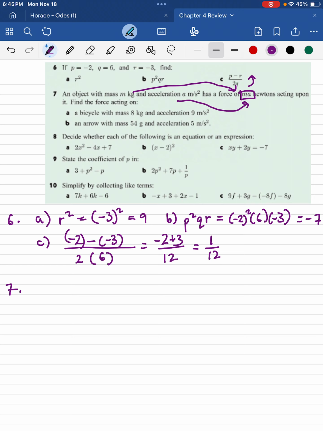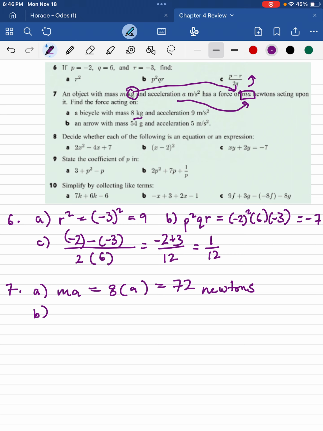Okay, so we start with a bicycle with a mass of 8 kilograms, acceleration of 9 meters per second squared. Notice here the mass I'm interested in is kilograms. I do have kilograms, so I can do a straight multiplication. So MA is going to equal 8 times 9, which is equal to 72, and the units of force are going to be newtons. So 72 newtons.